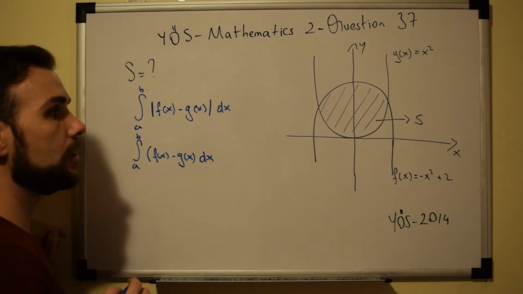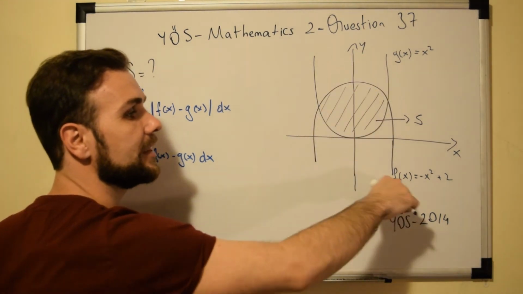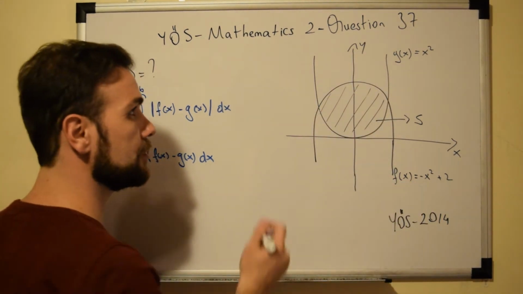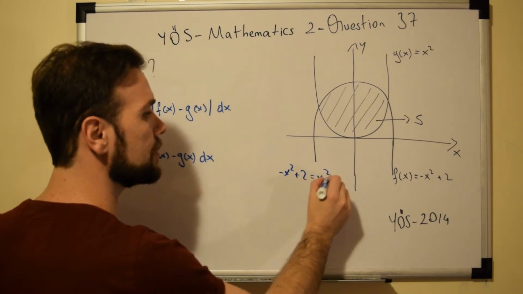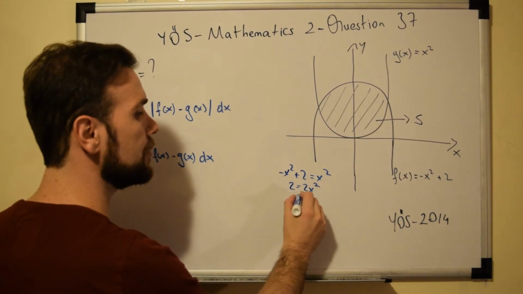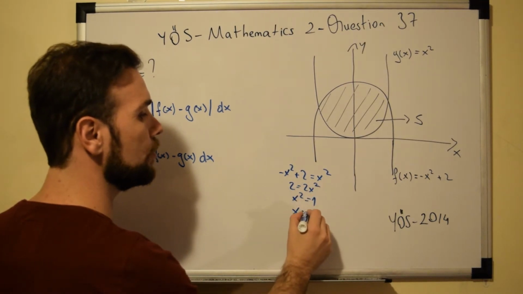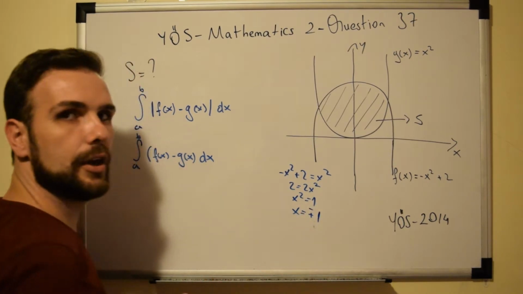Now, how do we find the common points? The common points are the points where g(x) and f(x) are equal to each other. So let's do that. We have minus x squared plus 2 is equal to x squared. So we have 2 equal to 2x squared, so x squared is equal to 1. So x is equal to plus minus 1.